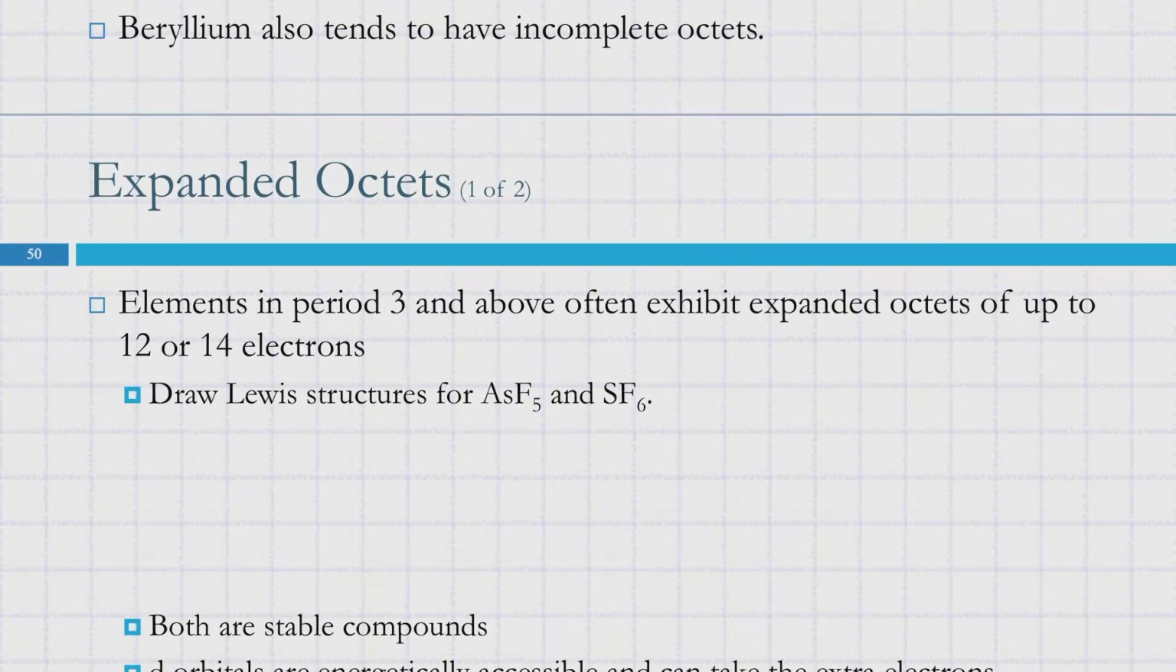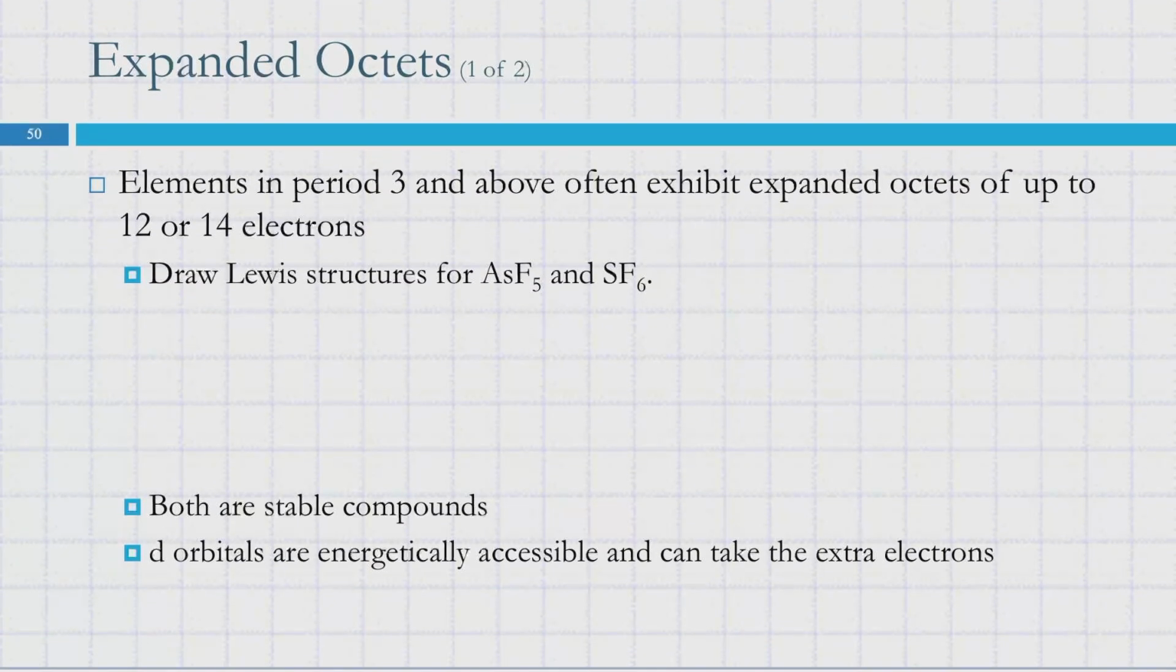Another odd exception is expanded octets. This one's odd in the quirky way, not in the numbers between even numbers. So elements that are in period 3 and higher, so sodium and things that are below it on the periodic table, things that are bigger than sodium, or smaller in the case of things to the right of it. These can exhibit expanded octets. So more than 8 electrons.